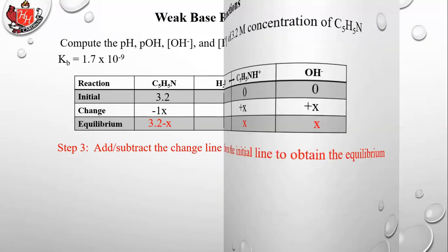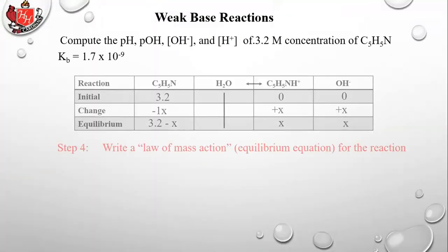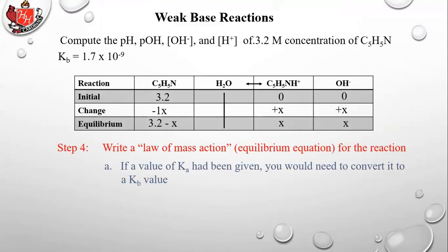Okay, so we have our base dissociation constant over there. So we write the law of mass action. If the value of Ka had been given, you would need to convert it to Kb. And I just talked about how you do that using 10 to the minus 14th. So there's the law of mass action. Convince yourself that that's correct.